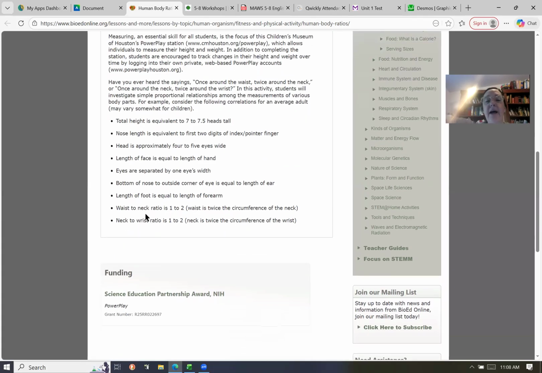The waist to neck ratio is about 1 to 2. So your waist is twice the circumference of your neck. So circumference is your distance around. Now don't squeeze.